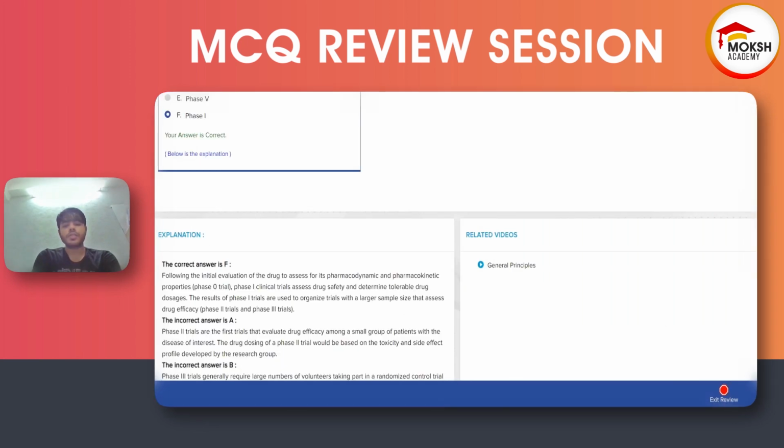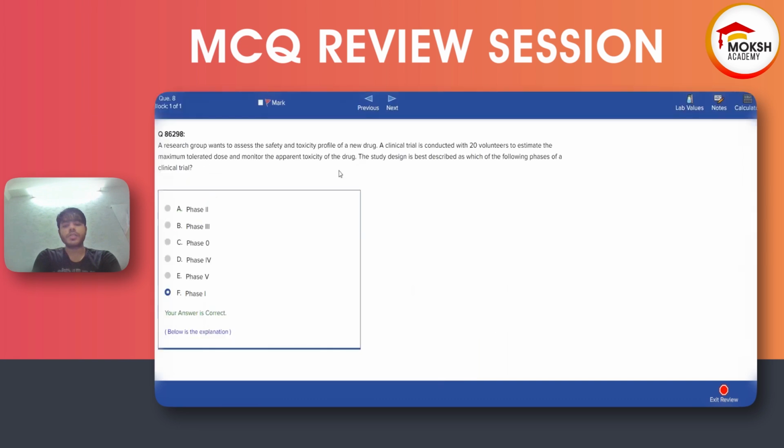We are going to test, it is phase 1 of the clinical trial following the initial evaluation of the drug to assess its pharmacodynamic and kinetic properties. The results of phase 1 trials are used to organize trials with the largest sample size to assess drug efficacy. So it should be option F, that is phase 1.